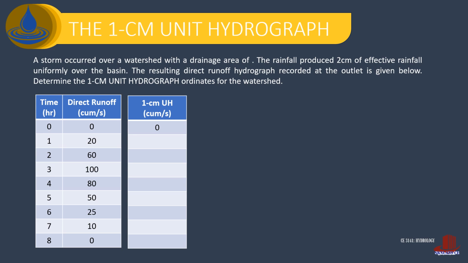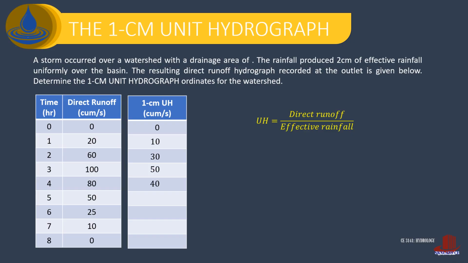For us to continue deriving the unit hydrograph, we are guided by the equation of unit hydrograph UH as equal to direct runoff over depth or effective rainfall. Hence, with DR of 20, UH is 10. With 60 cumex DR, the UH is divided by 2, giving 30. 100 yields 50 cumex for its unit hydrograph counterpart.